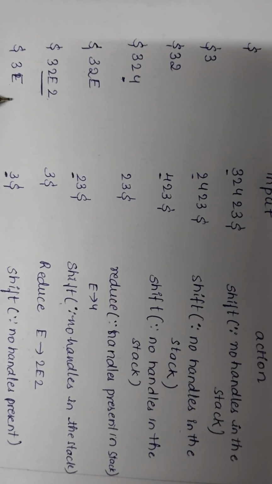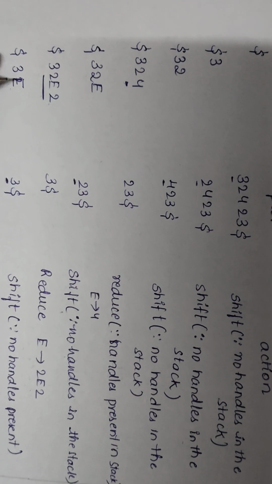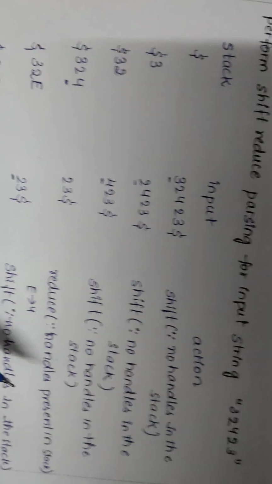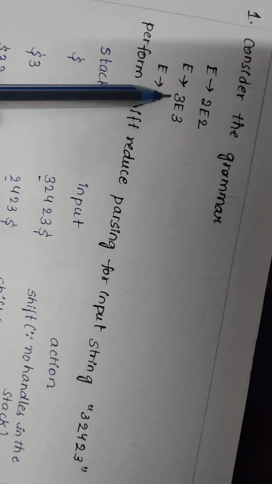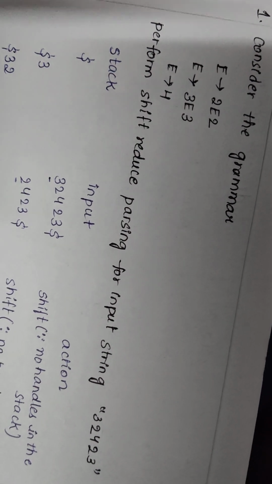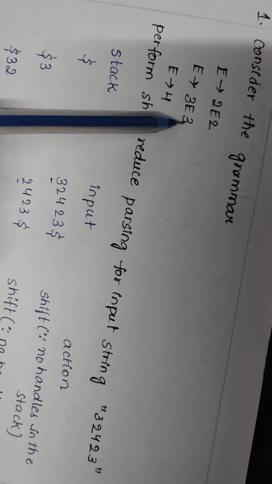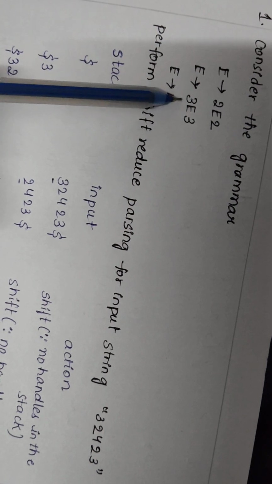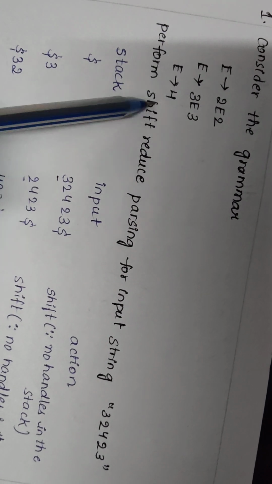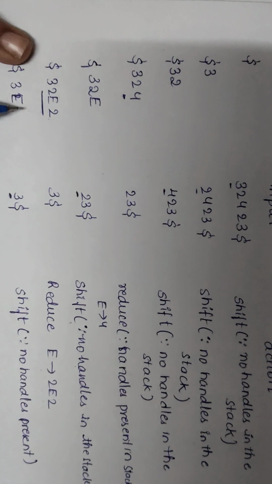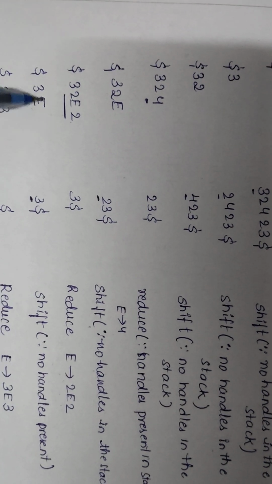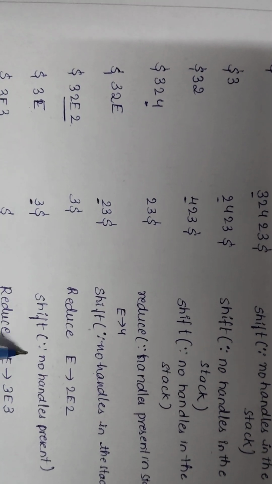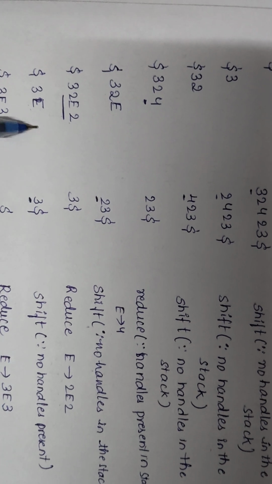Okay, now see, do we have 3E in the stack? 3E, not a combination. Here 3 also there, but we don't have that. We have only 3. So handles not there in the stack, no sufficient handles. So perform shift. Shift means we need to shift this here.